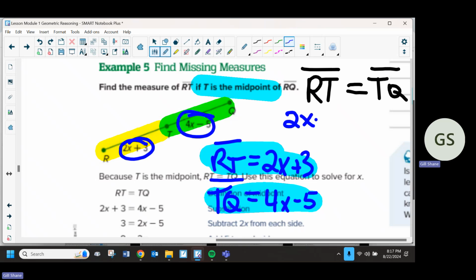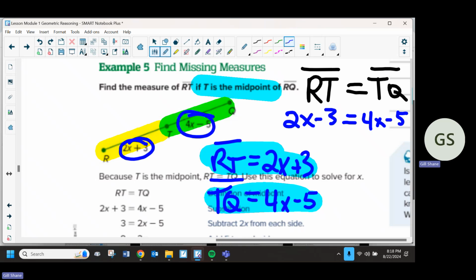I did in class something where I talked about, if I go into a store and I have a $5 bill in my left pocket and 5 ones in my right pocket, I can pay with either one. They're the same value. They're interchangeable. I can substitute the 5 for the 5 ones or the 5 ones for the 5. It's the same thing here. RT is the same thing as 2x plus 3, so I can substitute that in for RT. TQ is the same thing as 4x subtract 5, so I can substitute that in for TQ. That is still an equivalent expression to the one that's in black right above it.